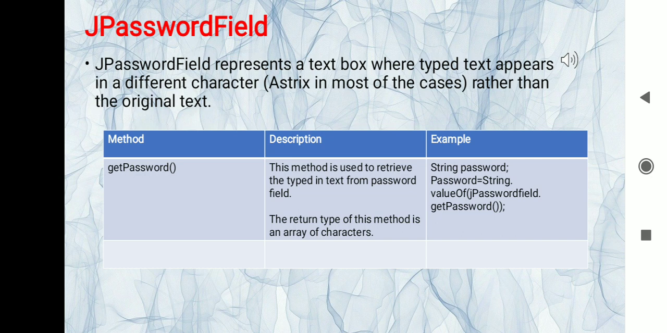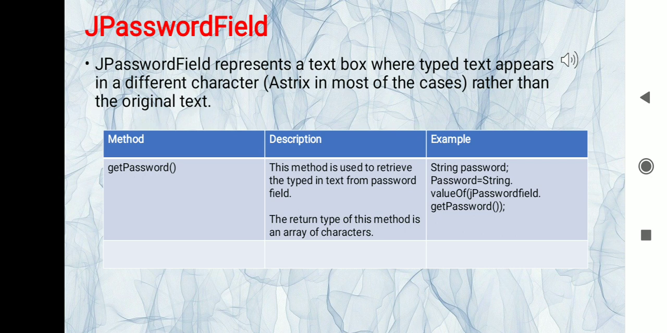text out of those asterisk symbols. The Java statement to do that will be: String, followed by a space, then the variable name password and a semicolon in the first line. Then in the next line type password equal to String.valueOf, then within brackets put jPasswordField.getPassword, followed by a semicolon.